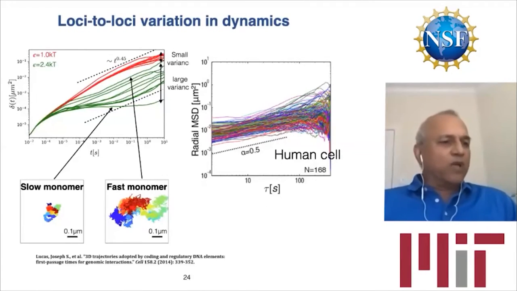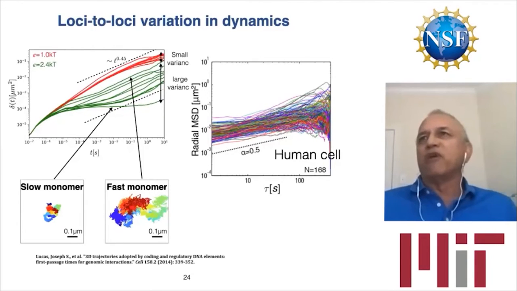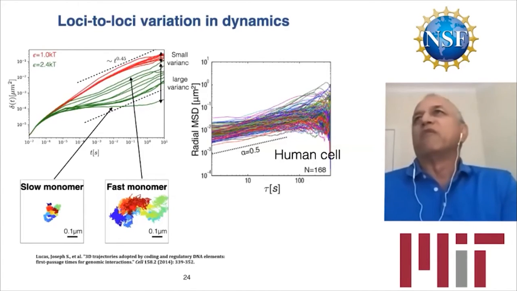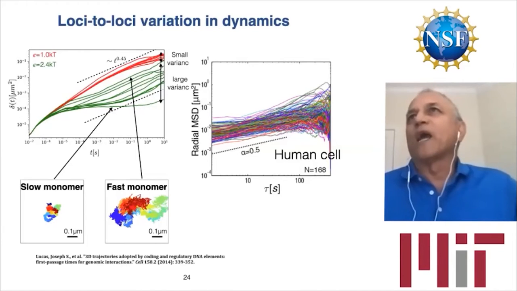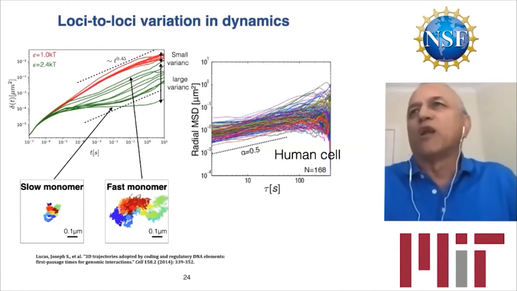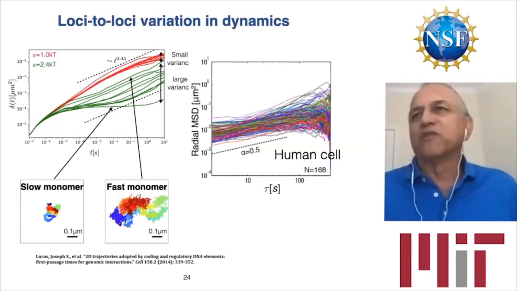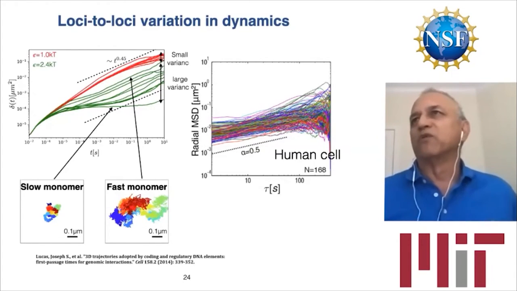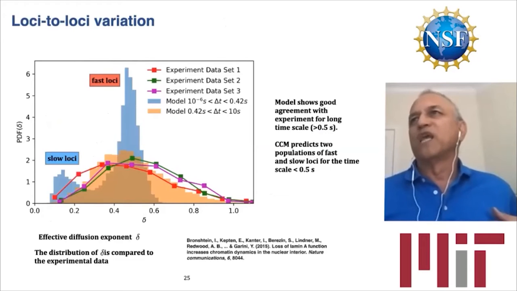One manifestation of the glass-like behavior is that some of the loci would move fast, some would move slow. The left-hand side shows you the mean square displacement of various loci, and you can see there's a huge variation. There are fast monomers and slow monomers, and these have in fact been observed in experiments as well, and not only in interphase, but also in bacterial chromosomes.